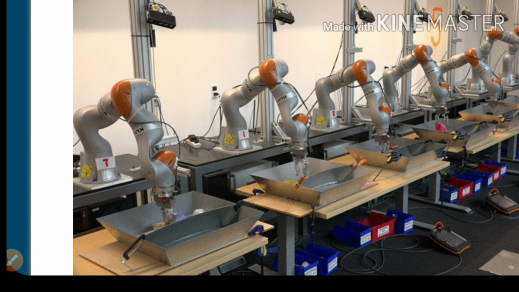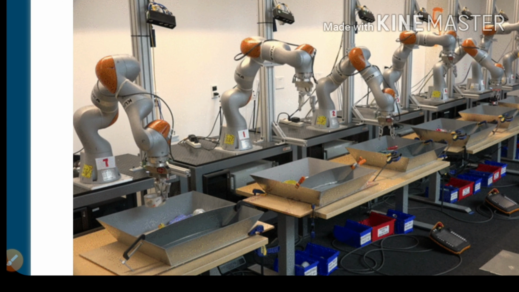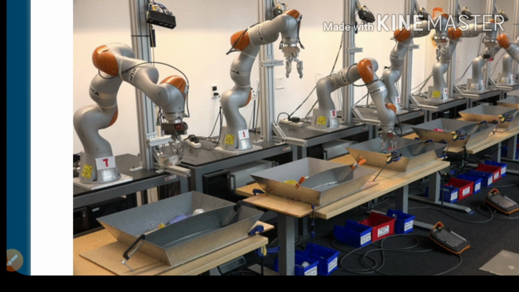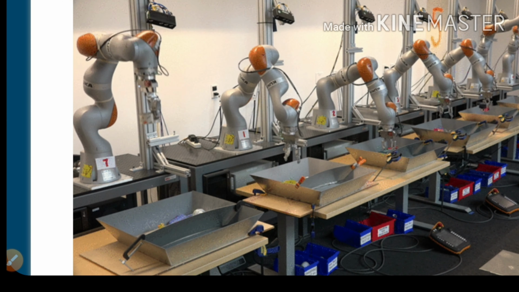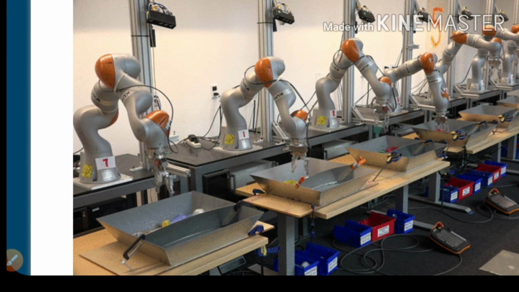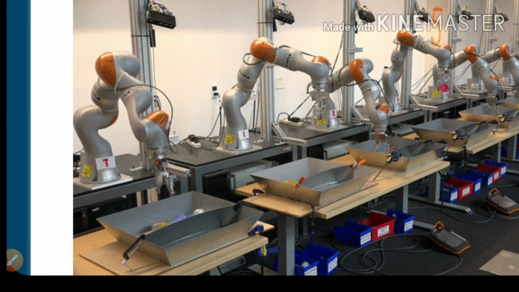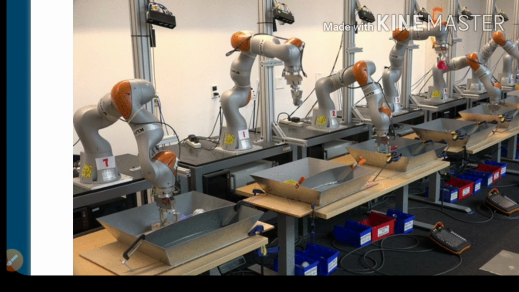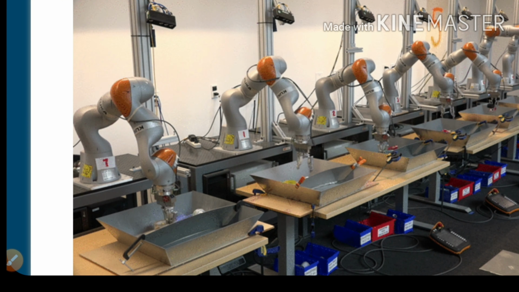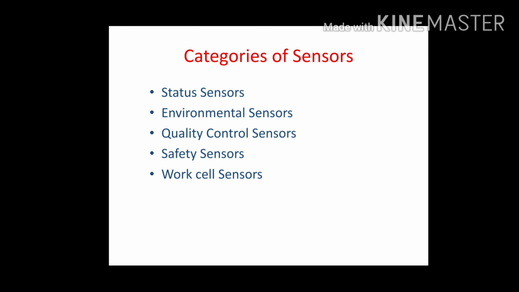Now, the next one is the quality control sensors. Quality control sensors are mainly used for detecting the quality of the end products. So it will perform by collecting the statistical sampling basis during manual inspection techniques. Using these types of sensors, we can check the quality of the products in bulk.